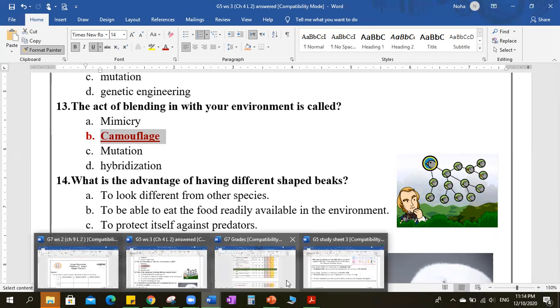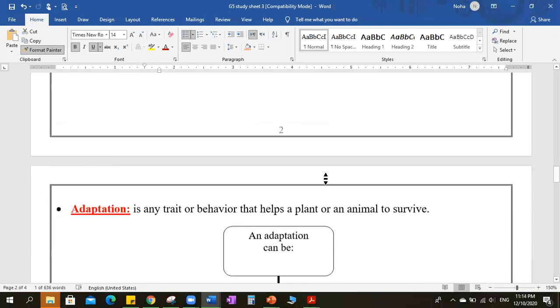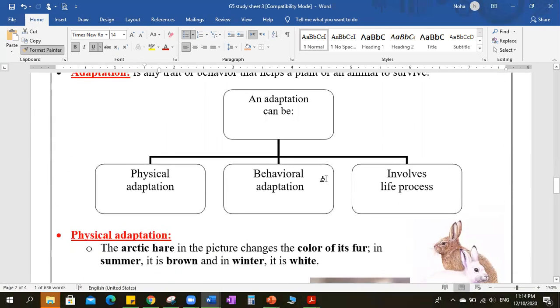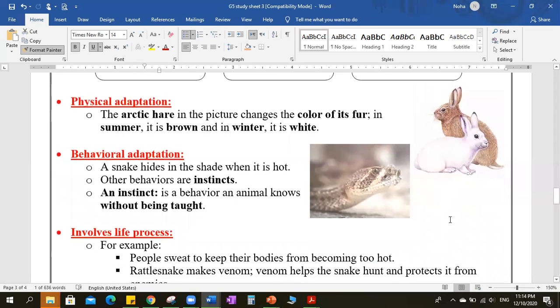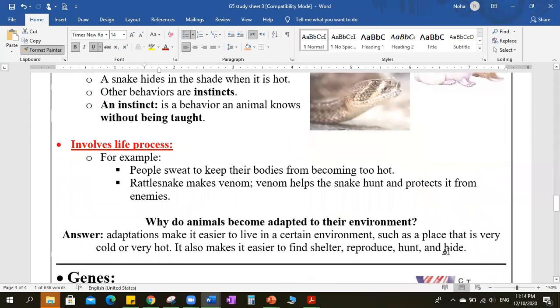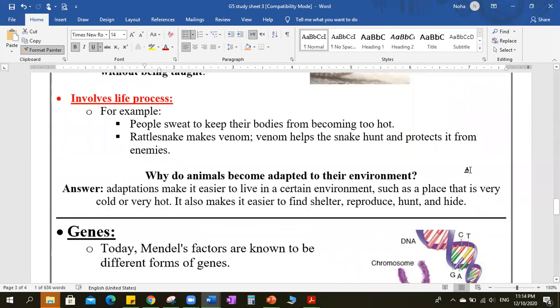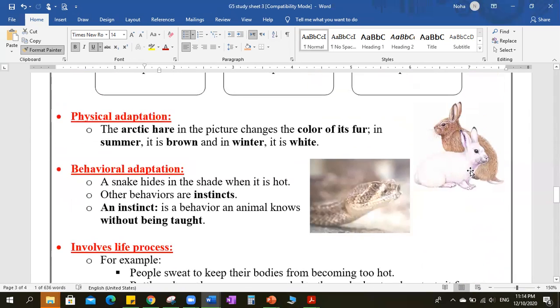If you went back to the study sheet, you will see that we have physical adaptation and behavioral adaptation. In the physical adaptation, it's changes in the color of the fur or maybe having certain color patterns that help you blend in with the environment, like camouflage, as we said. And we have also mimicry, which means to look like another dangerous animal.